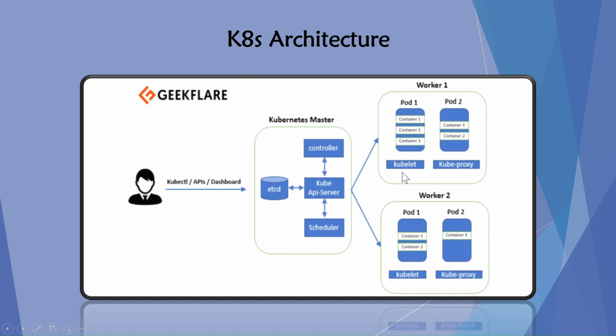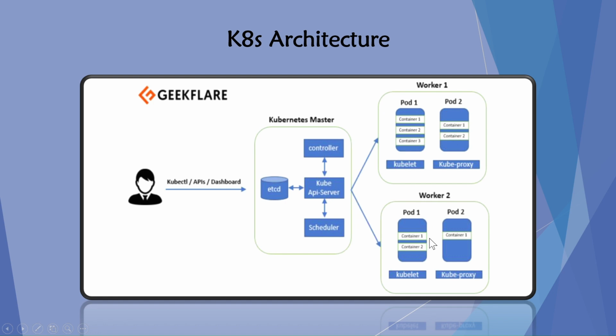The next one is kubelet. This is an agent that runs on each worker node and it communicates with the Kubernetes master to ensure that the containers are running in a pod. So the next is kube-proxy. It maintains network rules on the nodes and handles network communication to allow the pods to interact both internally with the cluster and externally.